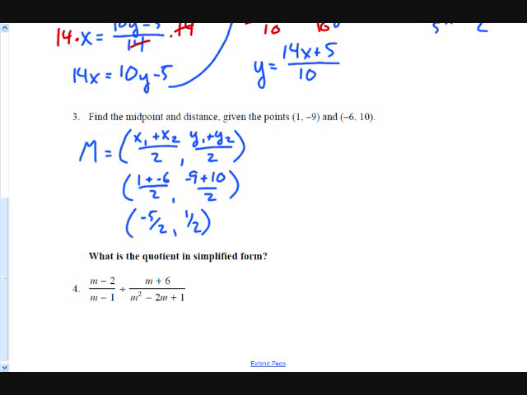That would be fine. Now the distance formula is the square root of, I'm going to do x sub 2 minus x sub 1 squared plus y sub 2 minus y sub 1 squared.